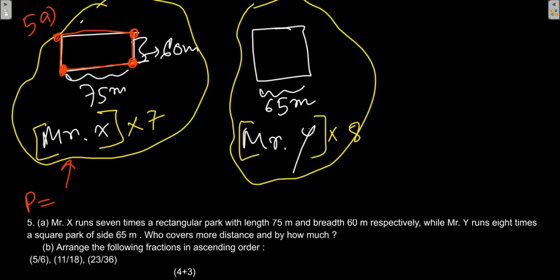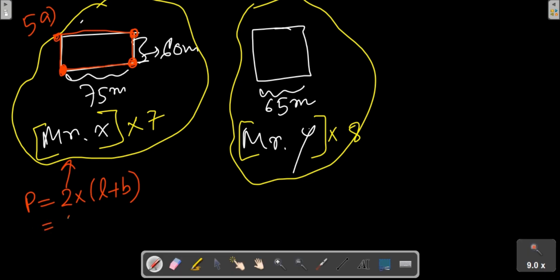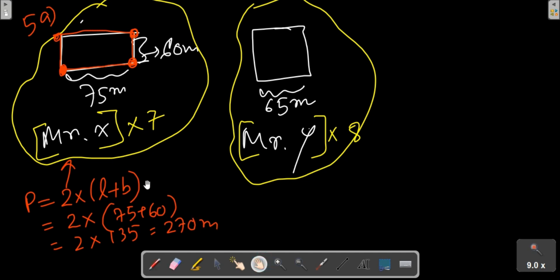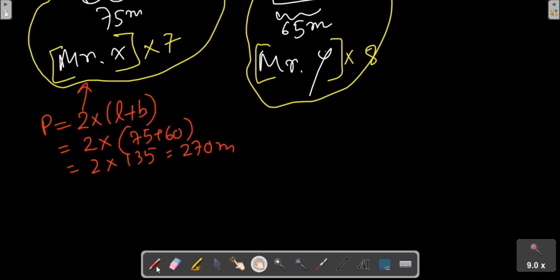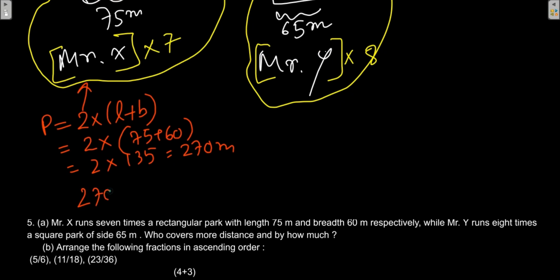So what is the perimeter? Perimeter is equal to 2 into (L plus B). This is the formula to find the perimeter of a rectangle: 2 into (length plus breadth). So it would be 75 plus 60, and it would be 2 into 135, so it would be 270 meter. So it is for 1 time. Now as he is completing 7 times, he is covering 270 into 7, right?